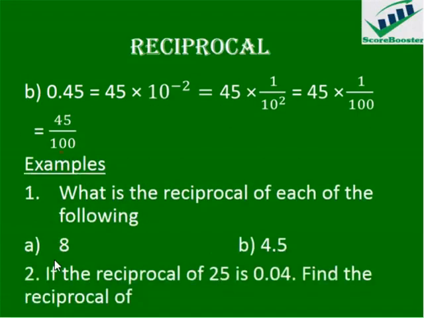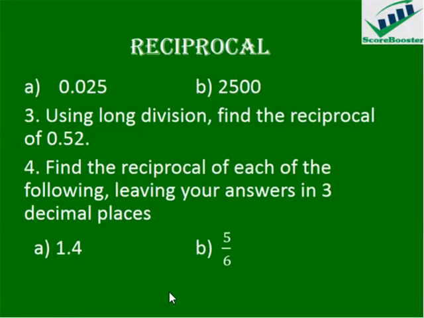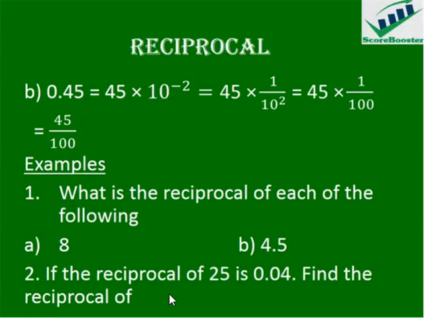So I'm just trying to revise how one can convert a decimal to a standard form and also get the answer in a fraction. This is the decimal, this is the standard form, and this is the fractional form of 0.45. So now those are the hints you need for this particular lesson. Now we move to examples. We have 4 examples in all.